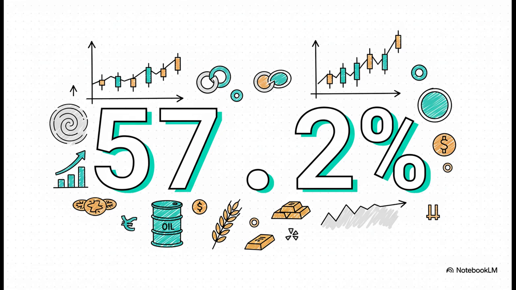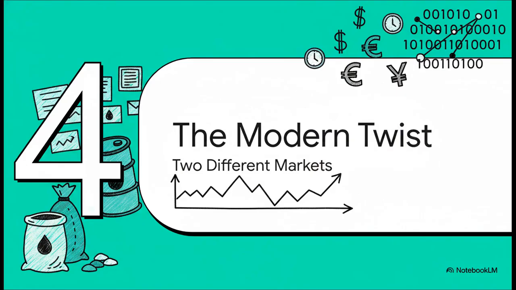That's a huge number. And this was tested on things like commodities and currencies. But, and this is a big but, here's where things get really interesting. That amazing performance we just saw was in markets like commodities and currencies. So the big question is, does that same logic work for a totally different animal, the stock market?